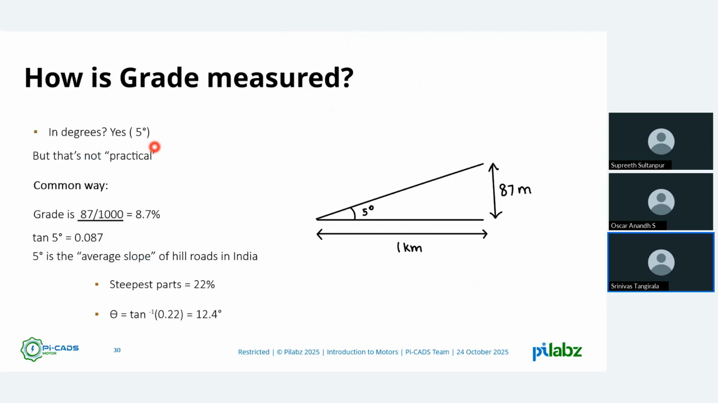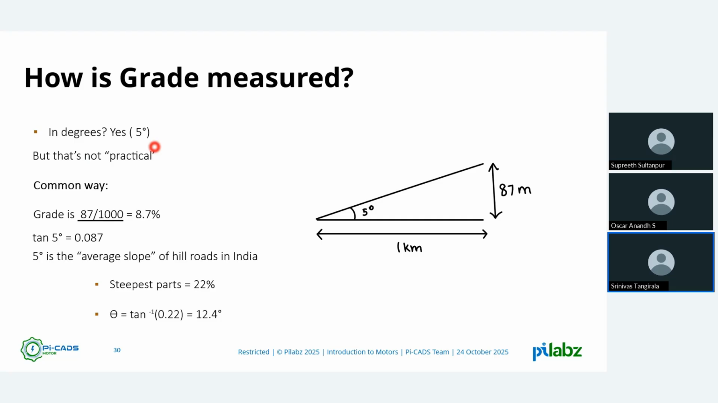When we talk about grade, say 5 degrees, it is in degrees, right? But degrees is not practical. The way to represent it is in terms of the slope, the rise. Let's say the vertical height is 87 meters and the horizontal distance is 1 kilometer. So we generally say it is 87 by 1000, a grade of 8.7%. If you take tan 5 degrees, it will be 0.087, and in terms of percentage, it will be 8.7%. So 5 degrees is the average slope of hill roads in India.